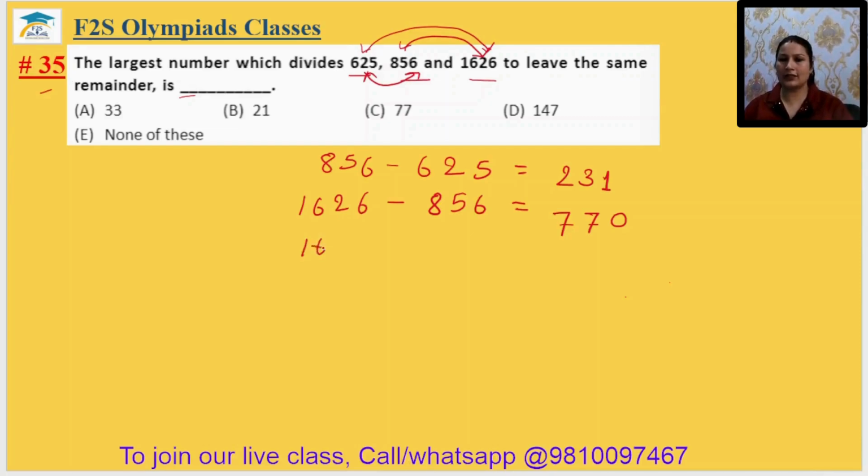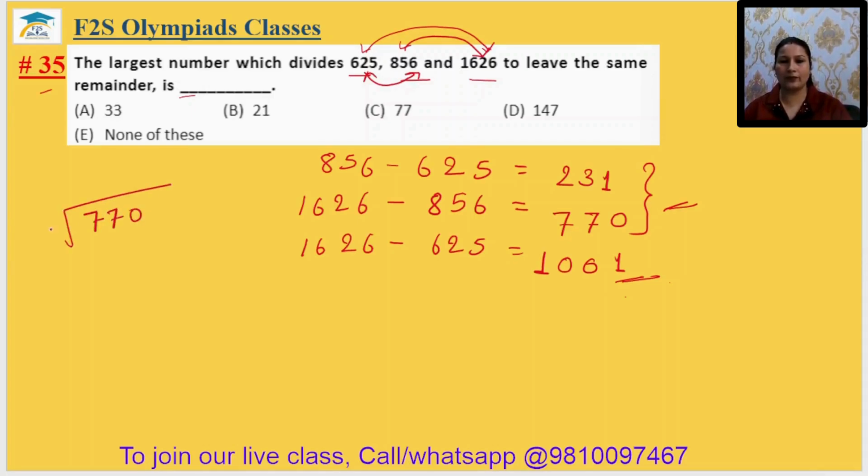So 1626 minus 625, that is your 2 minus 2 is 0, 6 minus 6 is 0 and 1, 1001. Okay, now find the HCF of these two numbers. This HCF will be the number which when it divides these three numbers will leave the same remainder, and you can check the same HCF with the third number also. So let's find the HCF of these two numbers.